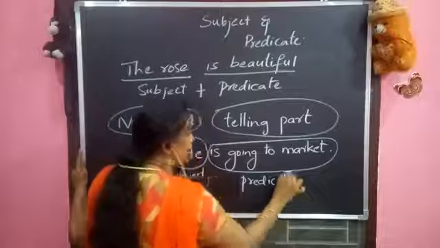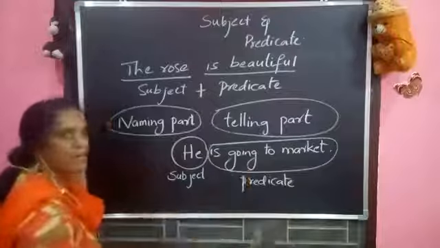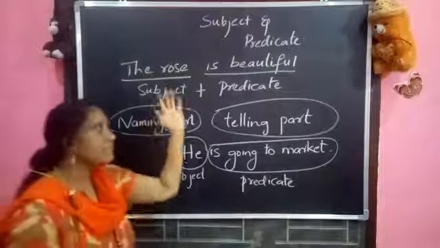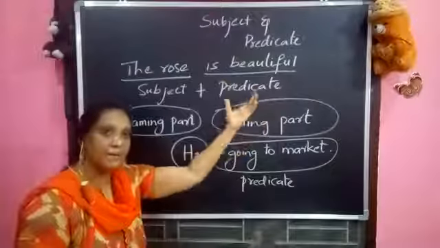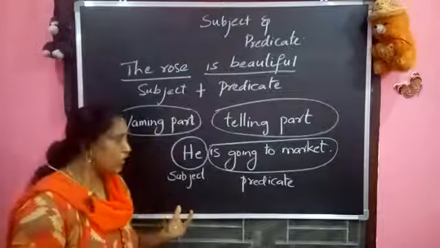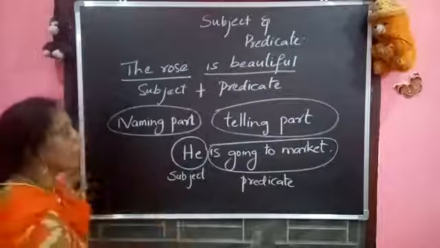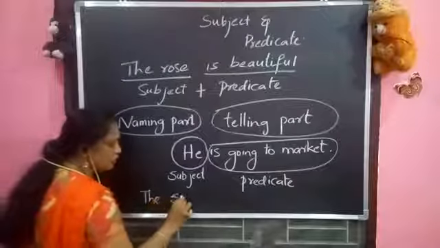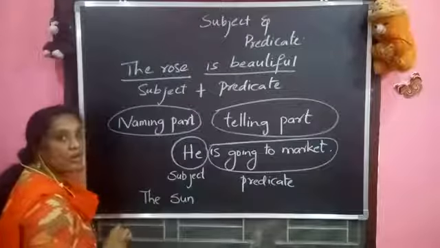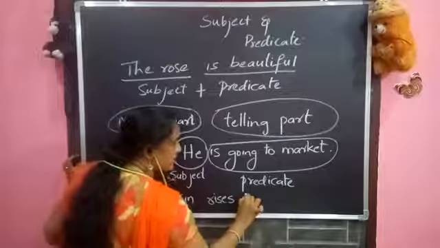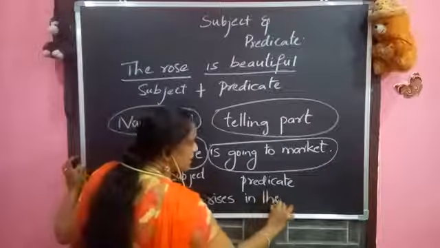So, subject part and the predicate part. A sentence contains a subject part and the predicate part. So, both makes a sentence. Have you got it, children? Let us go with one more sentence. The sun. What does the sun do? The sun rises in the east.